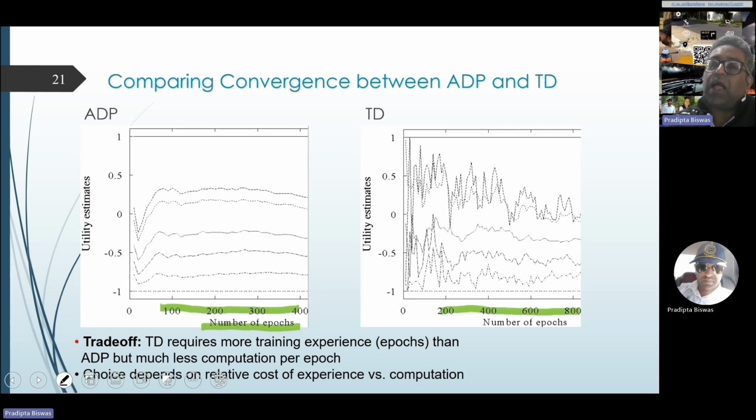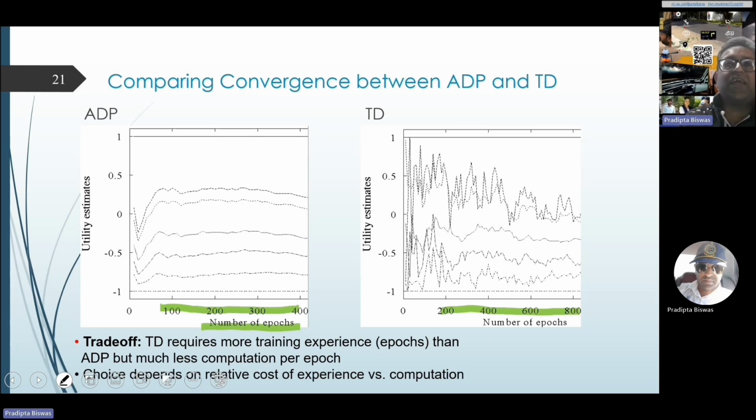But the advantage is that for each iteration, TD has much less computation because it is just solving the problem locally with respect to the neighboring states. While the ADP at each iteration solves for the full state space. So each iteration is costly for ADP. Each iteration is less costly for temporal difference learning.